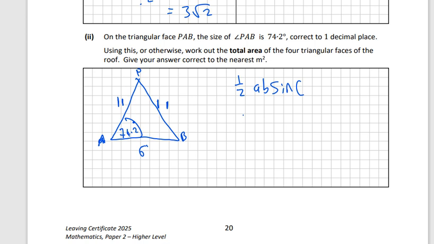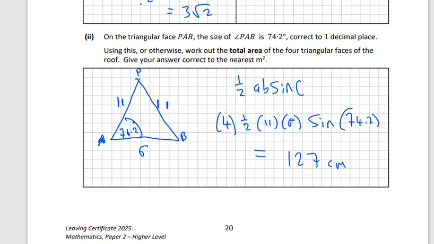And it's going to be a half. a is 11, b is 6. Or you could do them the opposite way if you want. Sine of 74.2. And that's all. Then times it by 4 as well, actually. So you just multiply by 4 and it gives us 127 centimeters squared or meter squared.